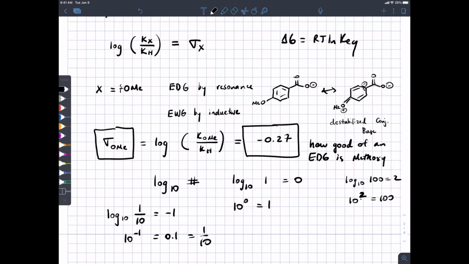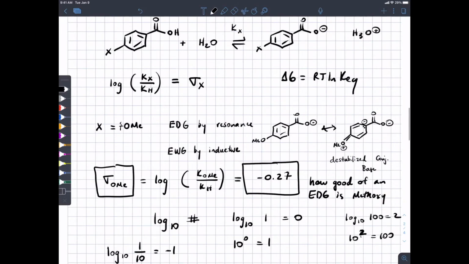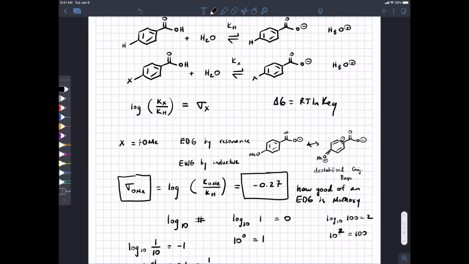Okay, and that's going to be our reference reaction. Because we're saying, since we understand this deprotonation reaction, we expect good electron donating groups to make the equilibrium less favorable. So if we were to test other substituents and they had similarly negative values, we could say, oh, this group is similarly good at donating electron density as is methoxy. You follow that reasoning? A little bit?